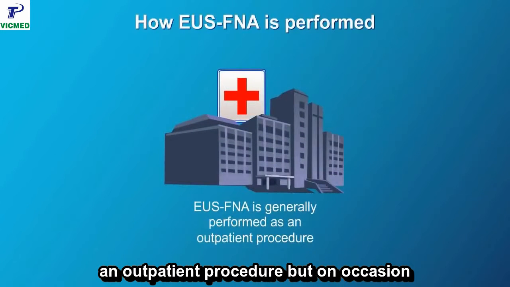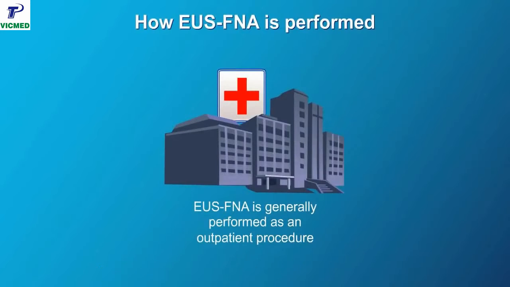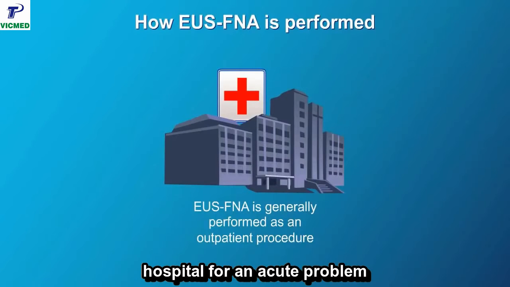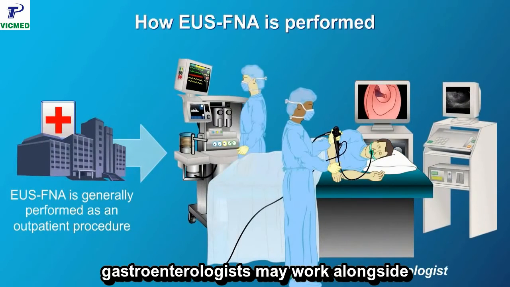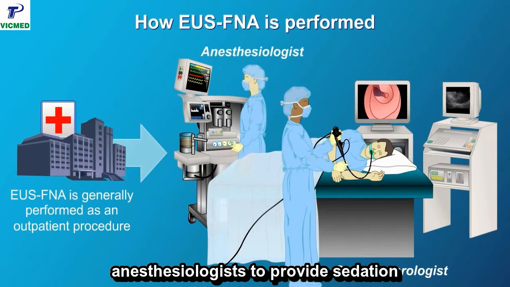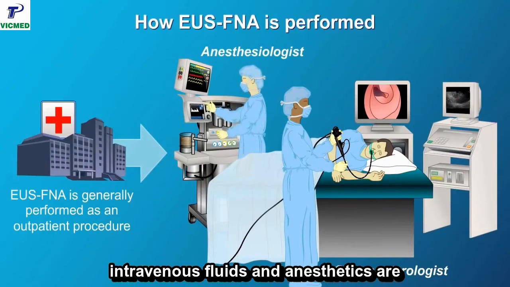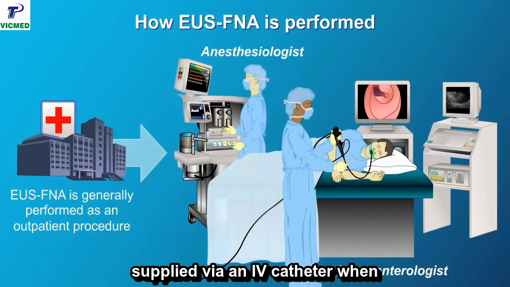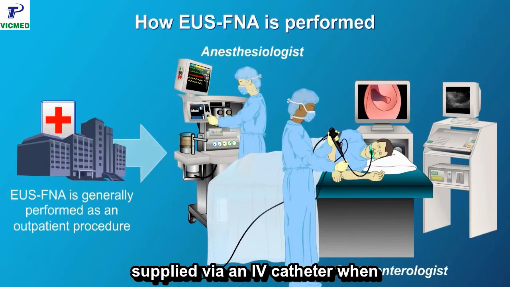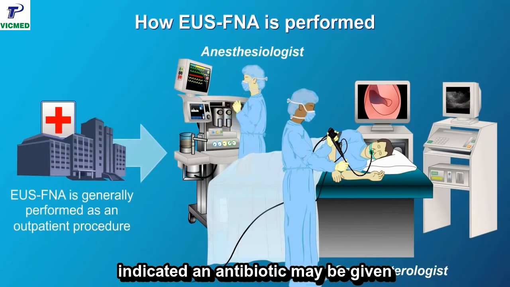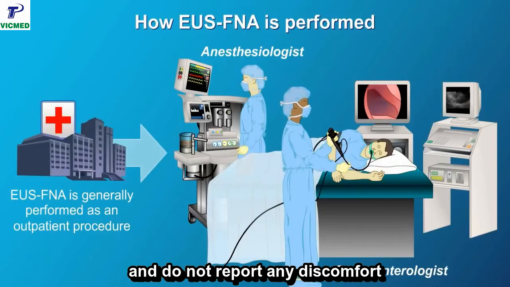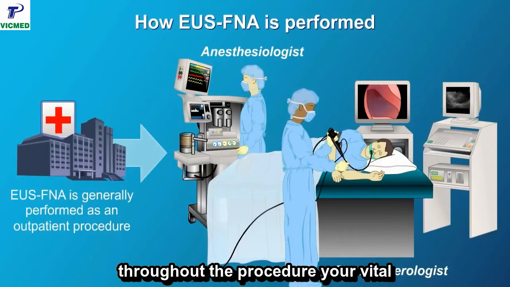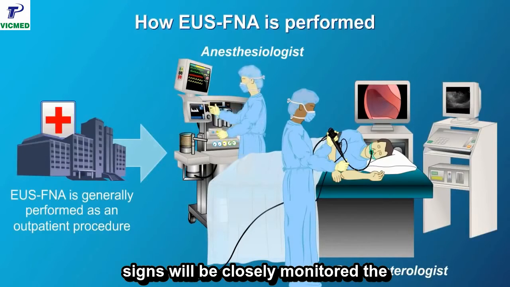EUS-FNA is generally performed as an outpatient procedure, but on occasion is performed when the patient is in hospital for an acute problem. Gastroenterologists may work alongside anesthesiologists to provide sedation. Intravenous fluids and anesthetics are supplied via an IV catheter. When indicated, an antibiotic may be given. Most patients are usually in deep sleep and do not report any discomfort. Throughout the procedure, your vital signs will be closely monitored.